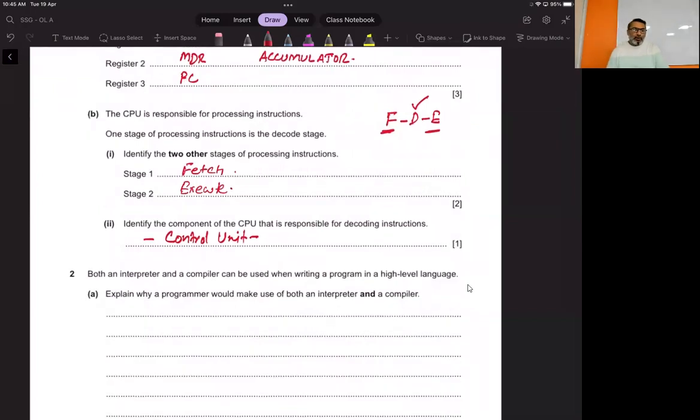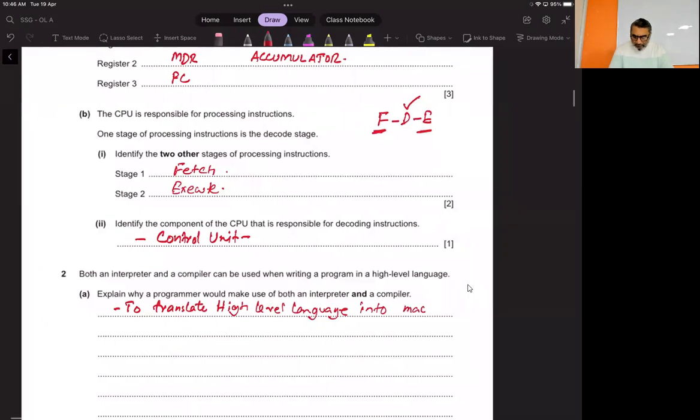Question number 2. Both an interpreter and a compiler can be used when writing a program in a high-level language. Explain why a programmer would make use of both an interpreter and the compiler. All right, a programmer will use a translator to translate high-level language into binary form or machine form, to translate high-level language into machine code. Interpreter will be used.